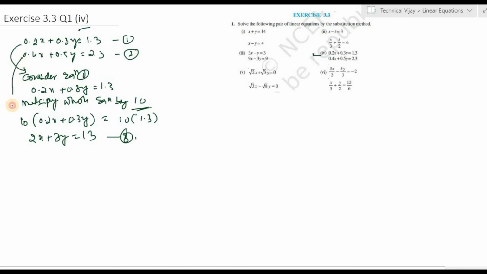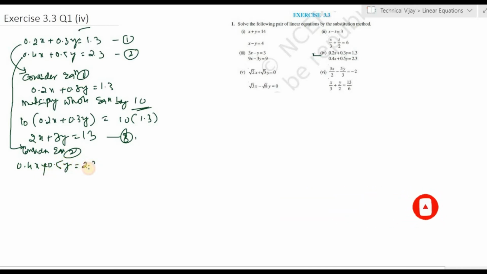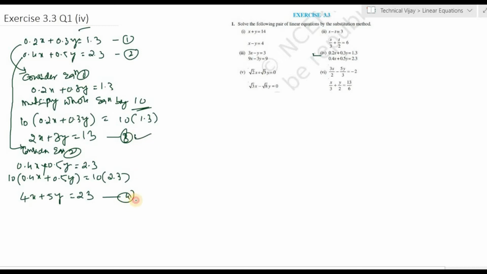In the same way, this equation we will consider as equation number 2. So we will modify it, that is 0.4x plus 0.5y is equal to 2.3. Again the same equation will be multiplied on both sides by 10. So 10 into 0.4 means 4x plus 5y is equal to 10 into 2.3, which is 23. So this will be the new equation. This is third and fourth will be the new equation.